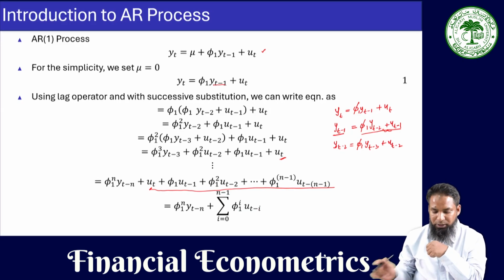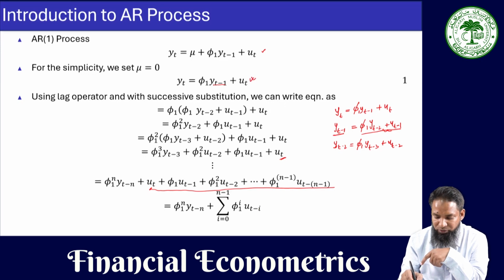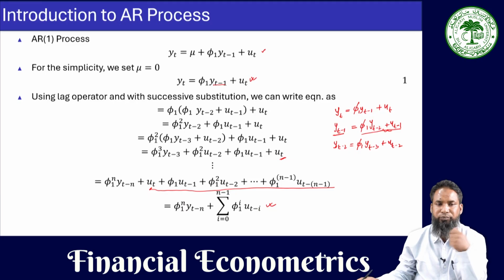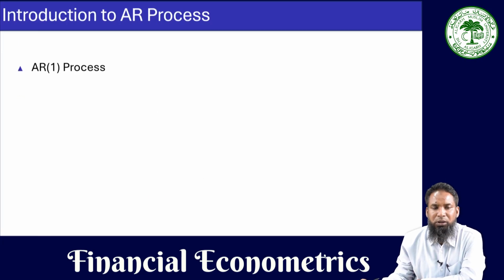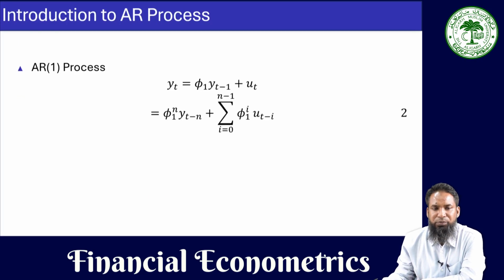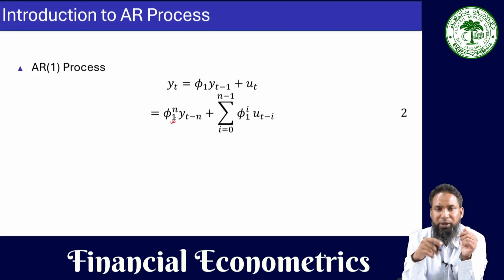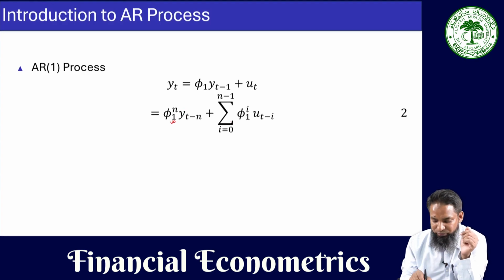So that means an AR1 process can be written like this. If we observe this equation, it has two parts. One part is the deterministic part, which depends on the initial observation y0, and the other is the stochastic part, the second part, which depends on the random term.